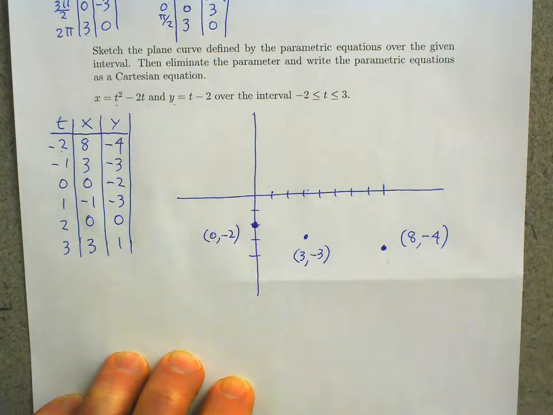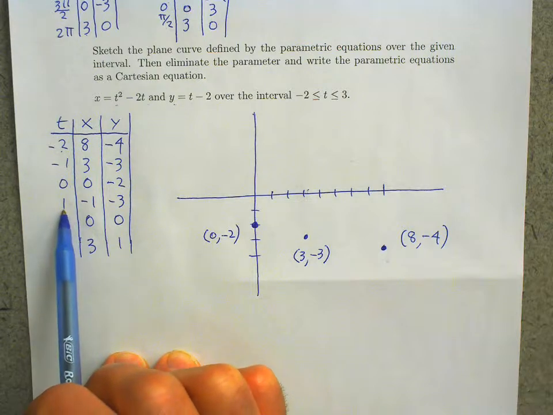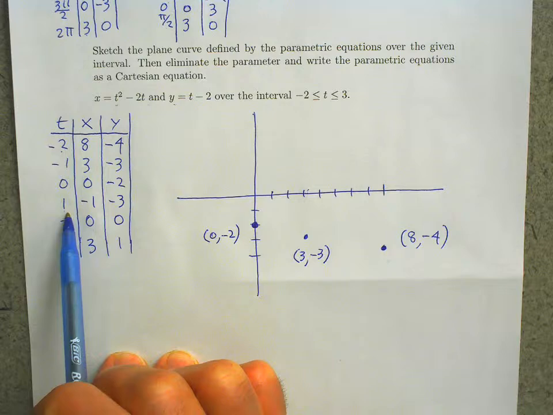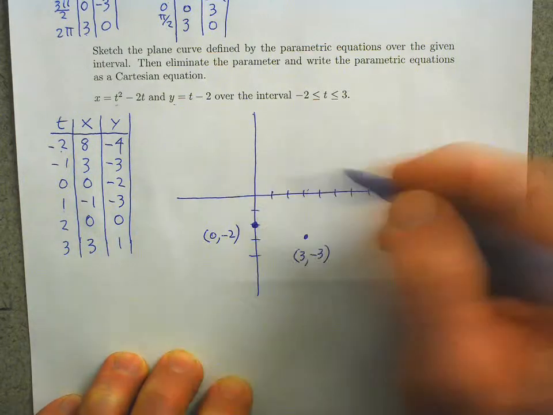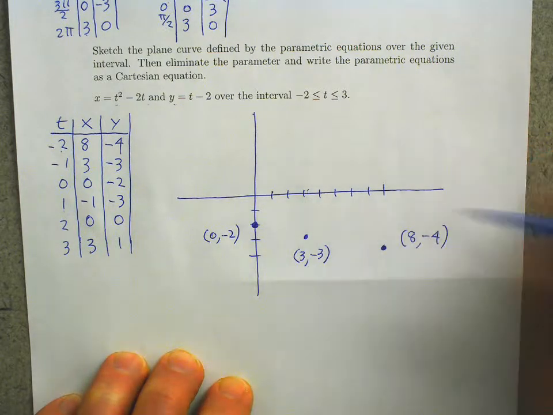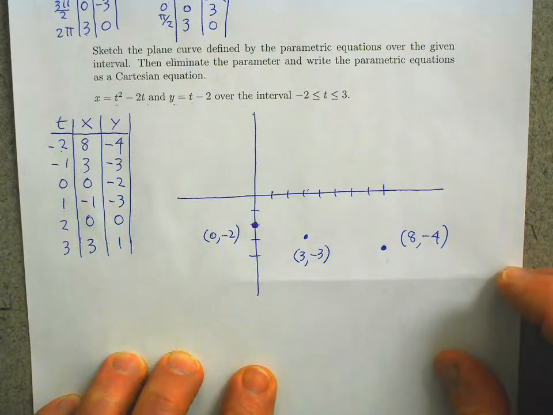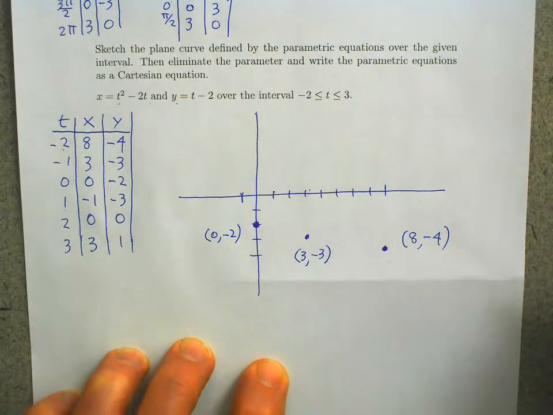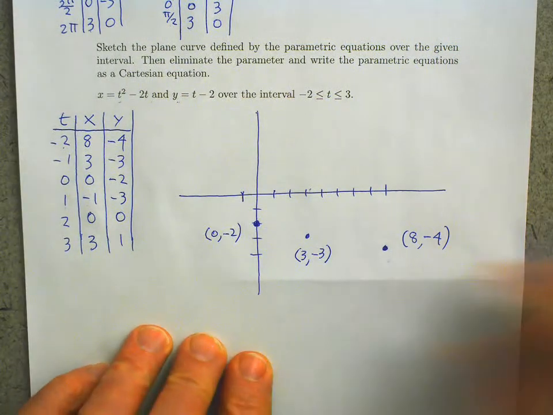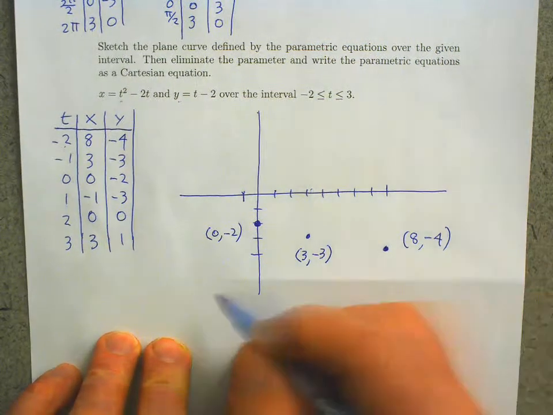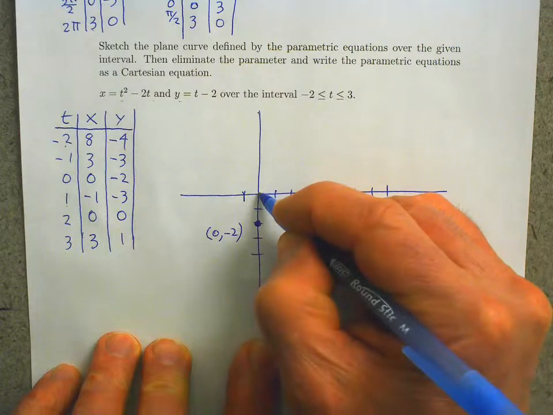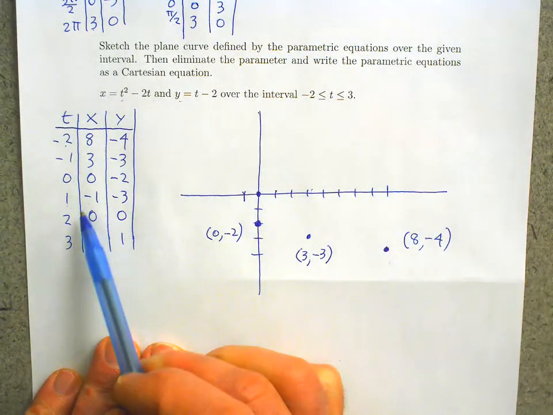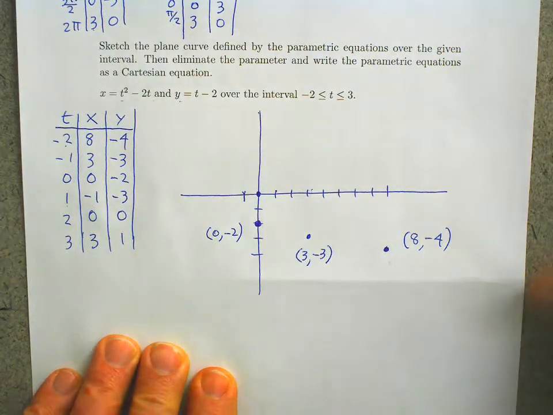So did I foul up again? Let's see, when t is 1, no. So the orientation just doesn't look right. 0, 0. Let's plot 0, 0. Oh. Yeah, here's my mistake.